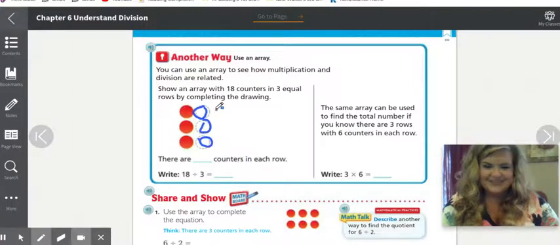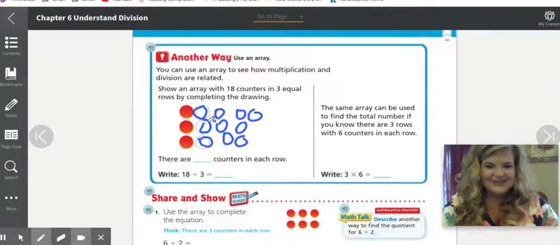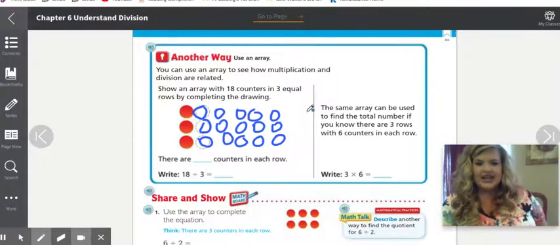There's 6, 7, 8, 9, 10, 11, 12, and hopefully yours are much neater and in much better rows. Where am I at? 3, 6, 9, 12, 13, 14, 15, 16, 17, 18. So I have drawn 18 of my counters, and I kept them in 3 rows.